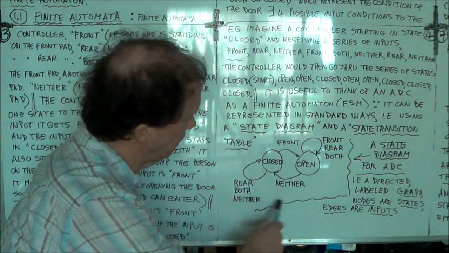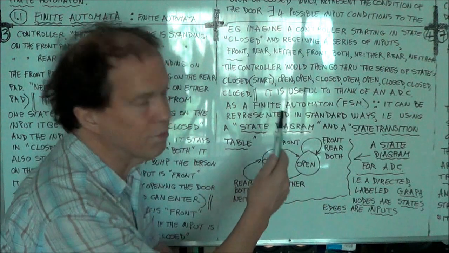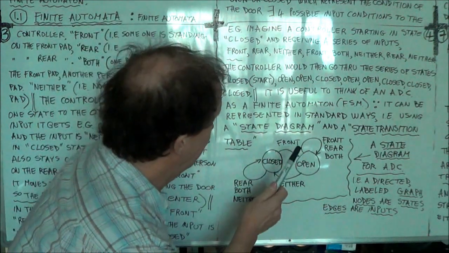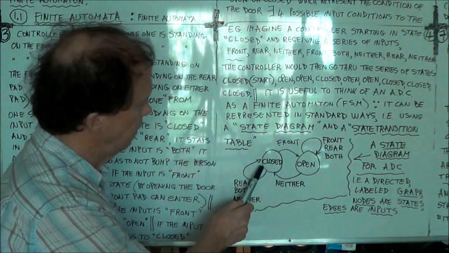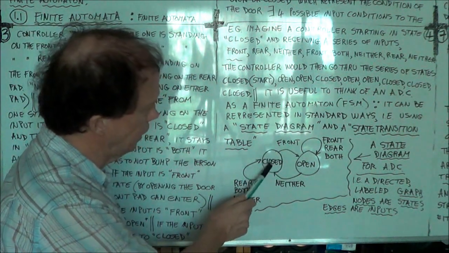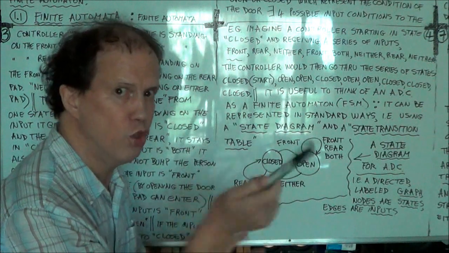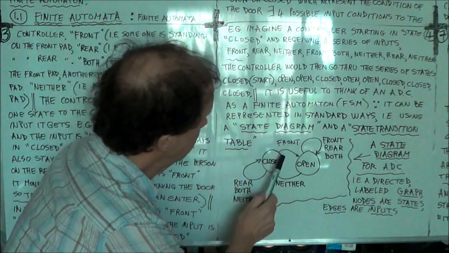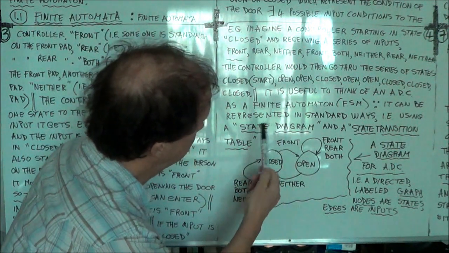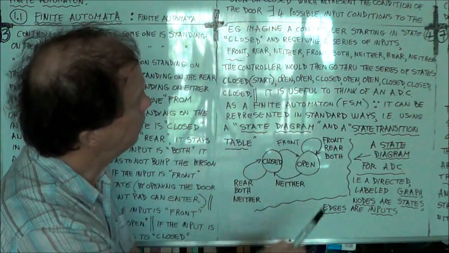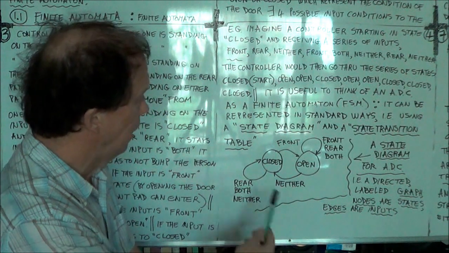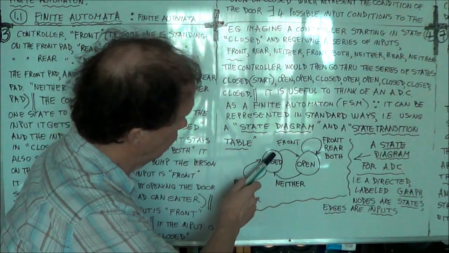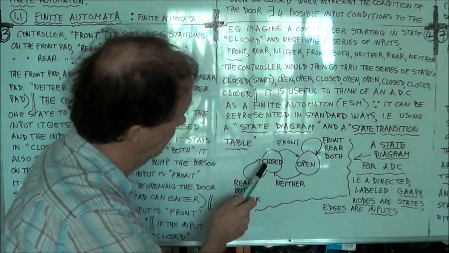Now, an input signal front comes in. You're currently in the state closed. And imagine you are the controller, and so you'll have a rule. That'll be in the state transition table, and that rule will tell you to switch to the state open.